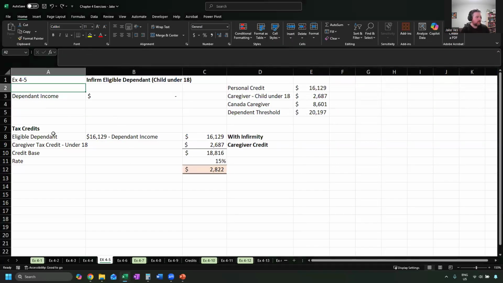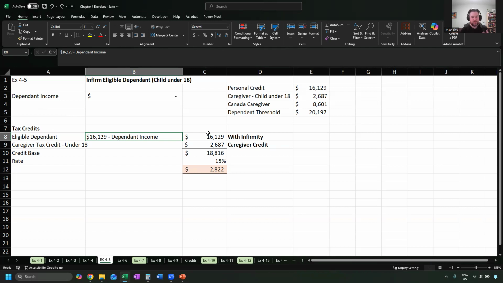So, because we have our daughter, we're going to be able to claim the eligible dependent. So if we were to do this separately, the eligible dependent would bring over 16,129 minus the dependent's income, which the daughter has none. So we get that transfer, and the caregiver tax credit is 2,687. So since our eligible dependent has the infirmity, normally these are just taken care of with the eligible dependent and the caregiver credits put into it. But it's simple enough to keep it separate so we can see what's happening.